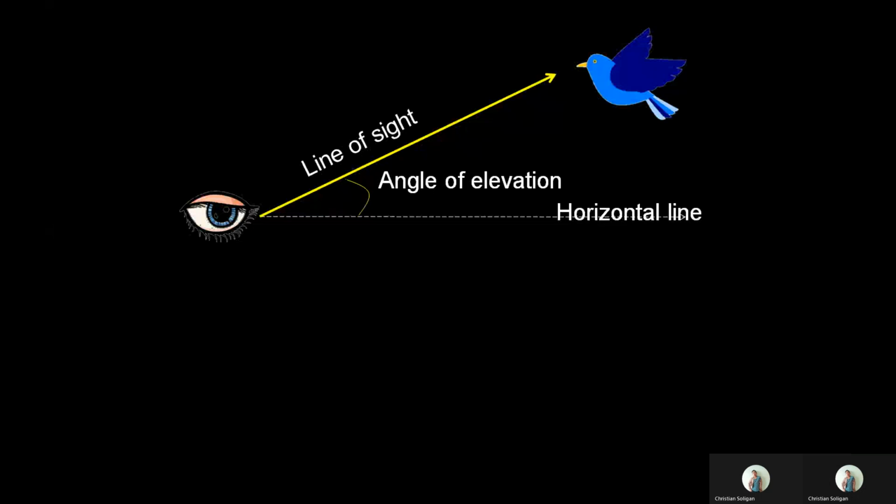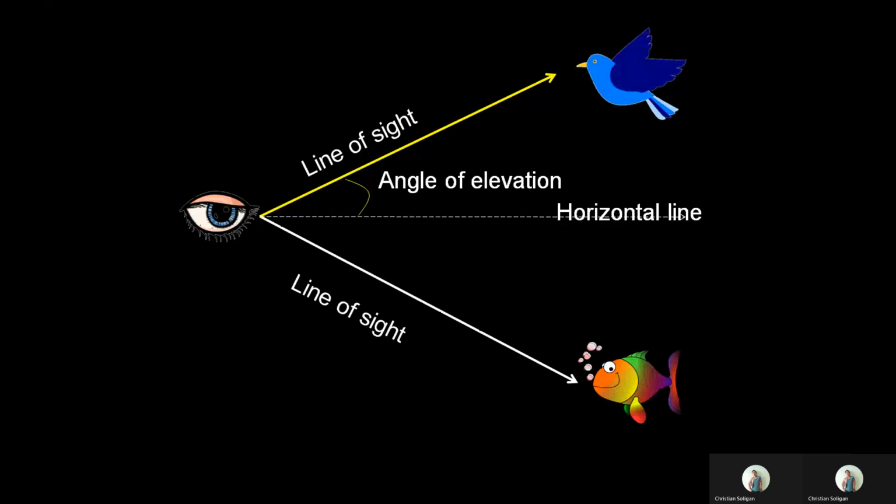Now, suppose the observer looks down and there is another object below the observer's eye. And when the observer looks at that object below, there is again another imaginary line, and that imaginary line is also called the line of sight. Notice again that there is an angle formed between the horizontal line and the line of sight below the observer's eye. And that angle is called the angle of depression.